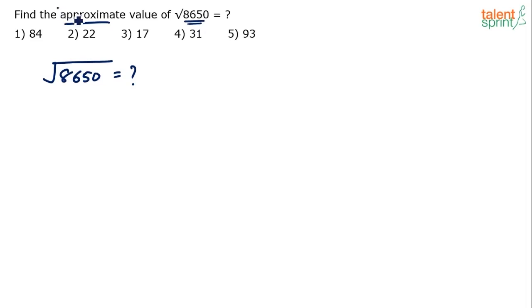And more than that, anyway, the question here is given under approximations. So we have to find out the approximate square root for the value 8650. So the method that we had learned in simplifications will not be applicable here. So how do we do this?